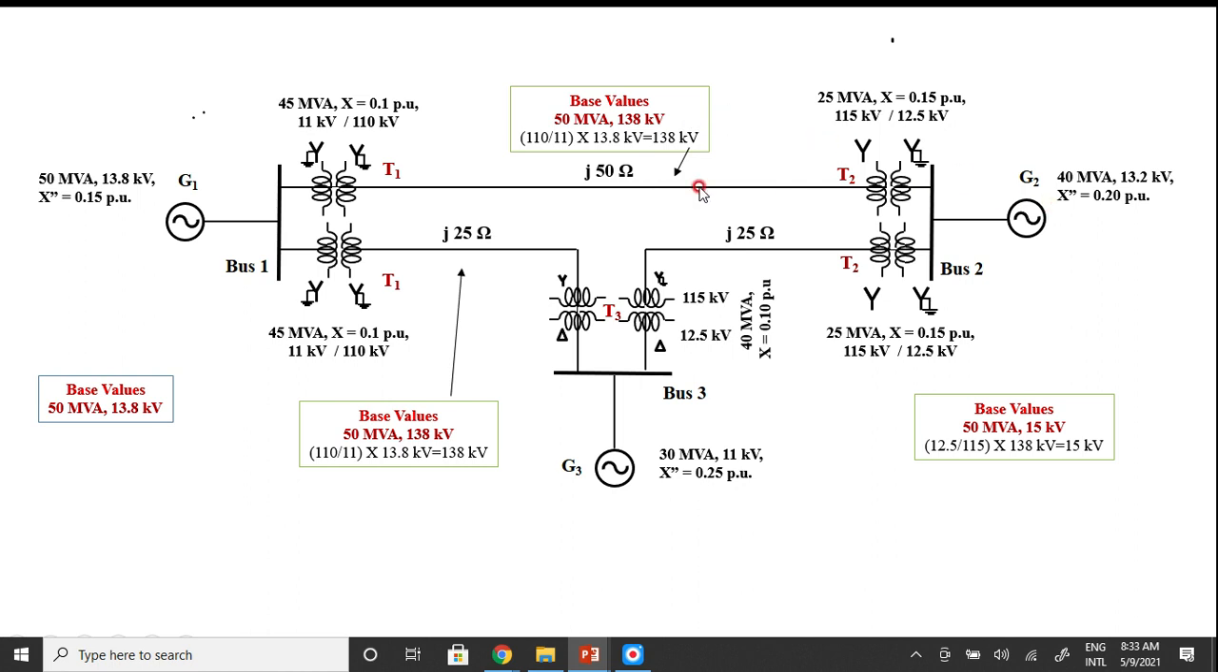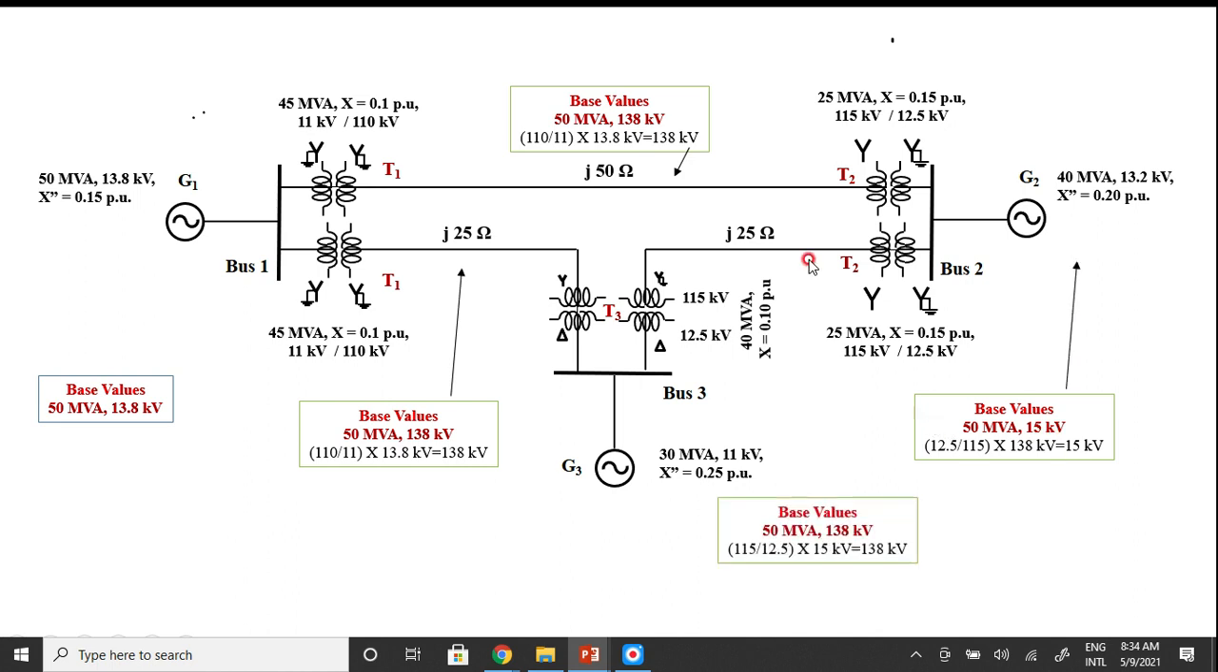In that case, you have to multiply by the transformation ratio, that is 12.5 divided by 150 multiplied by 138. That is, 12.5 is the other side of the transformer, divided by 150, multiplied by 138 in the transmission line. So what I am getting is 15 kilovolts. Means for generator 2, my base quantities are 50 MVA and 15 kilovolts.